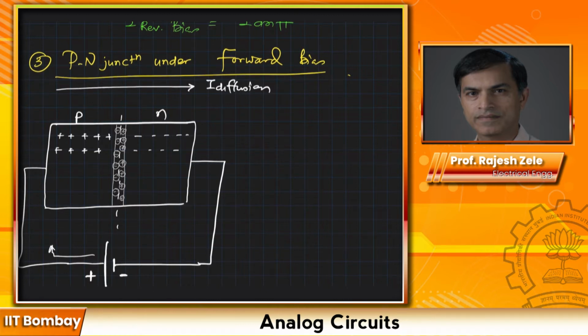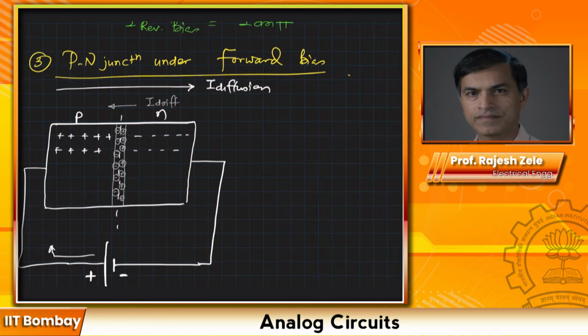So the drift business still continues going on. So you will see the same amount of drift as before. And that's happening because of the thermally generated carriers, minority carriers. Okay. So the I drift will probably be the same going in the opposite direction.